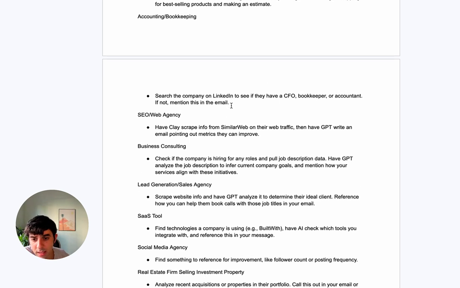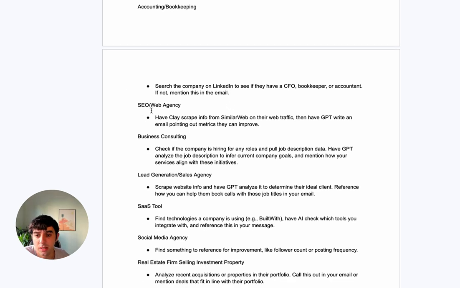Here's another idea. Imagine you're an SEO or web agency. You can have Clay and AI scrape the company's website and research them on SimilarWeb to actually look at their web traffic, and then you can have GPT write an email pointing out metrics they can improve. Now, I actually had an SEO agency and link building client. We did this maybe 3 years ago, and we did this manually, right?